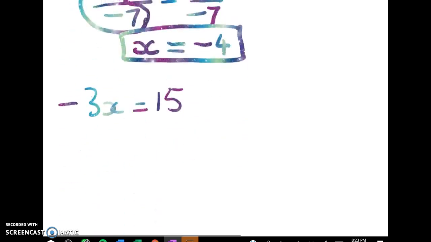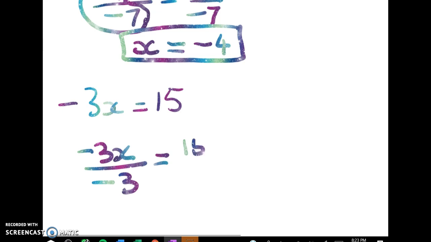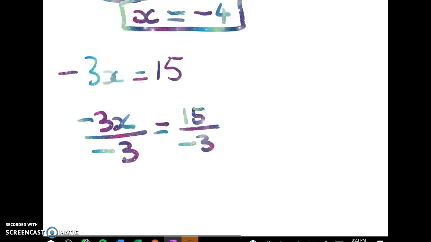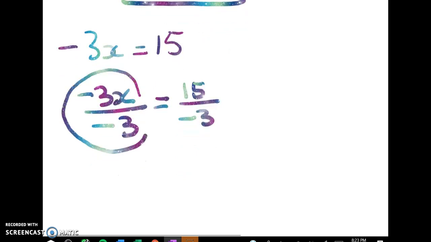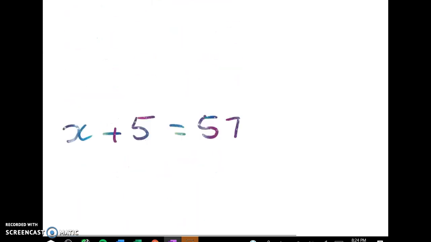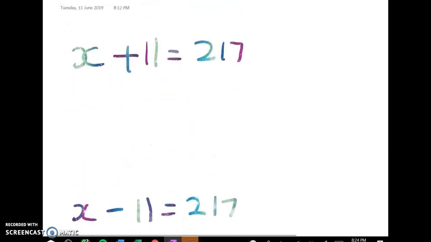Next one, pause and try the equation. Negative 3x equals 15. I'm going to divide both sides by negative 3. On the left-hand side here, negative 3 divided by negative 3 is 1. So I'm left with x is equal to negative 5. Just got a few more for you to try. So here we go. All right, pause and have a go at it yourself.